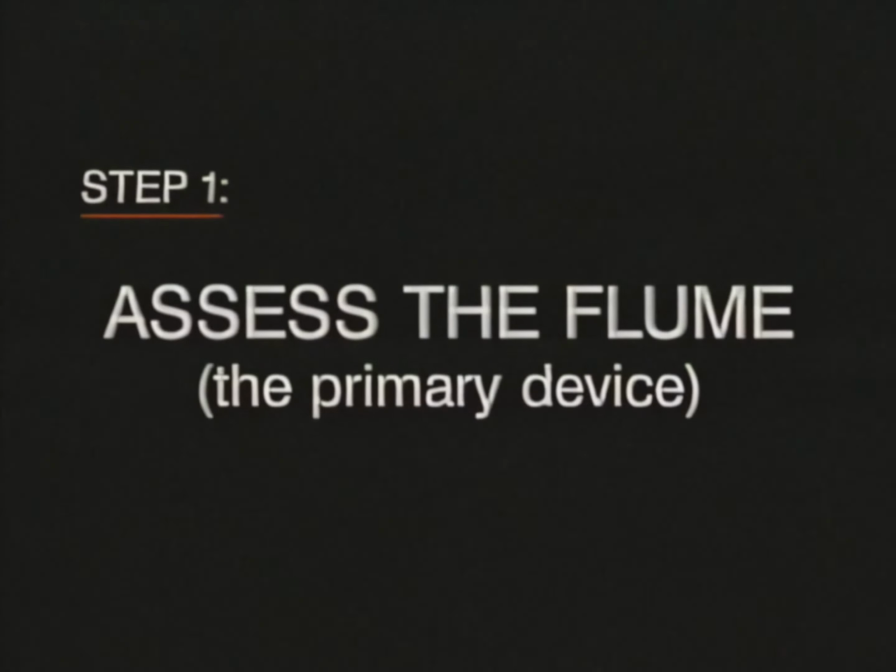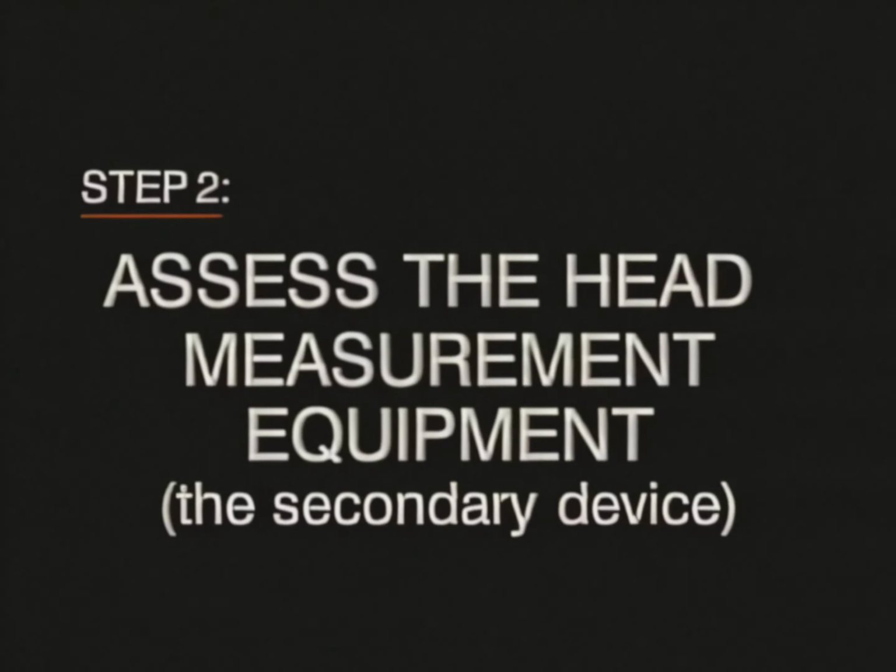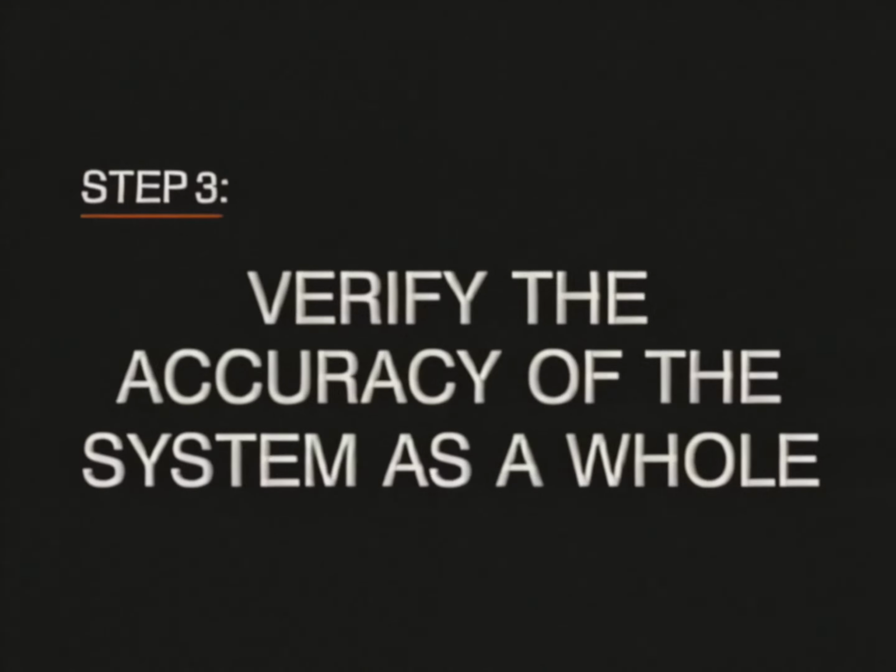Although each site will be different, there are 3 basic steps to an inspection of any flow measurement system. These are: assess the flume, the primary device; assess the head measurement equipment, the secondary device; and verify the accuracy of the system as a whole.